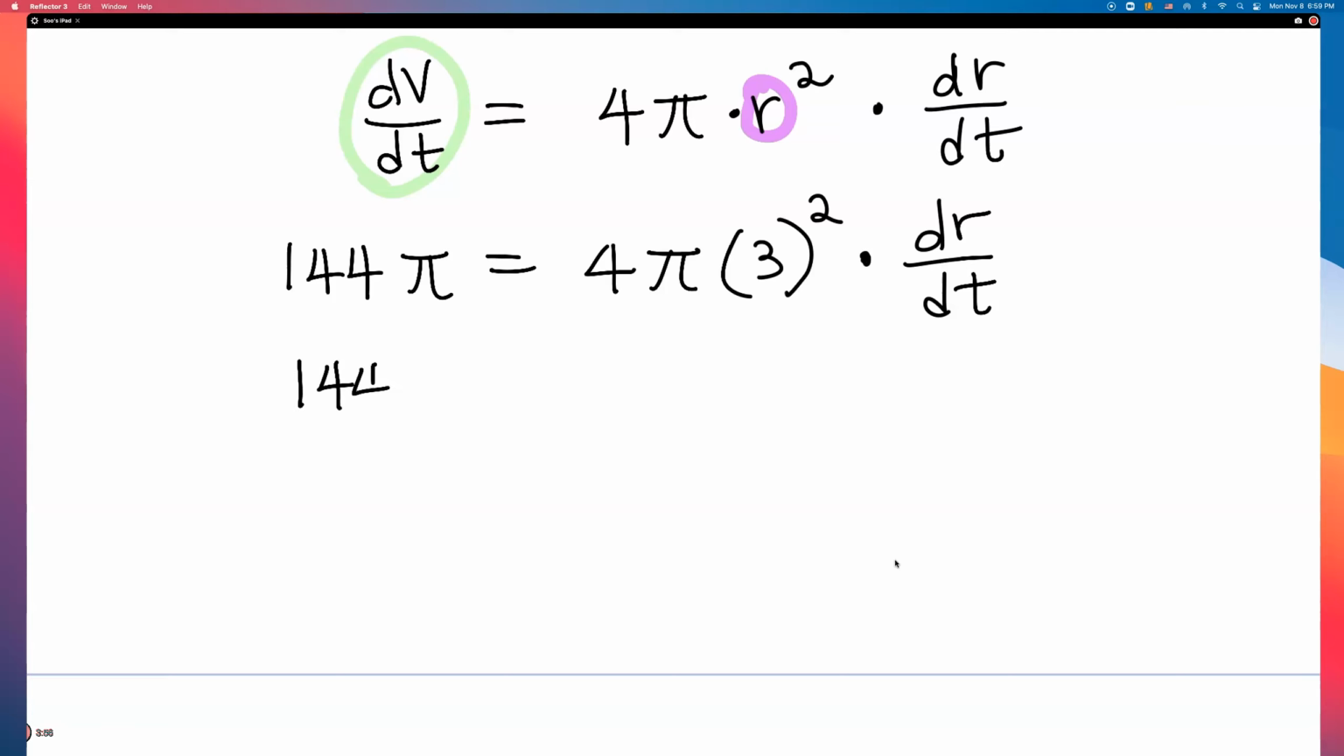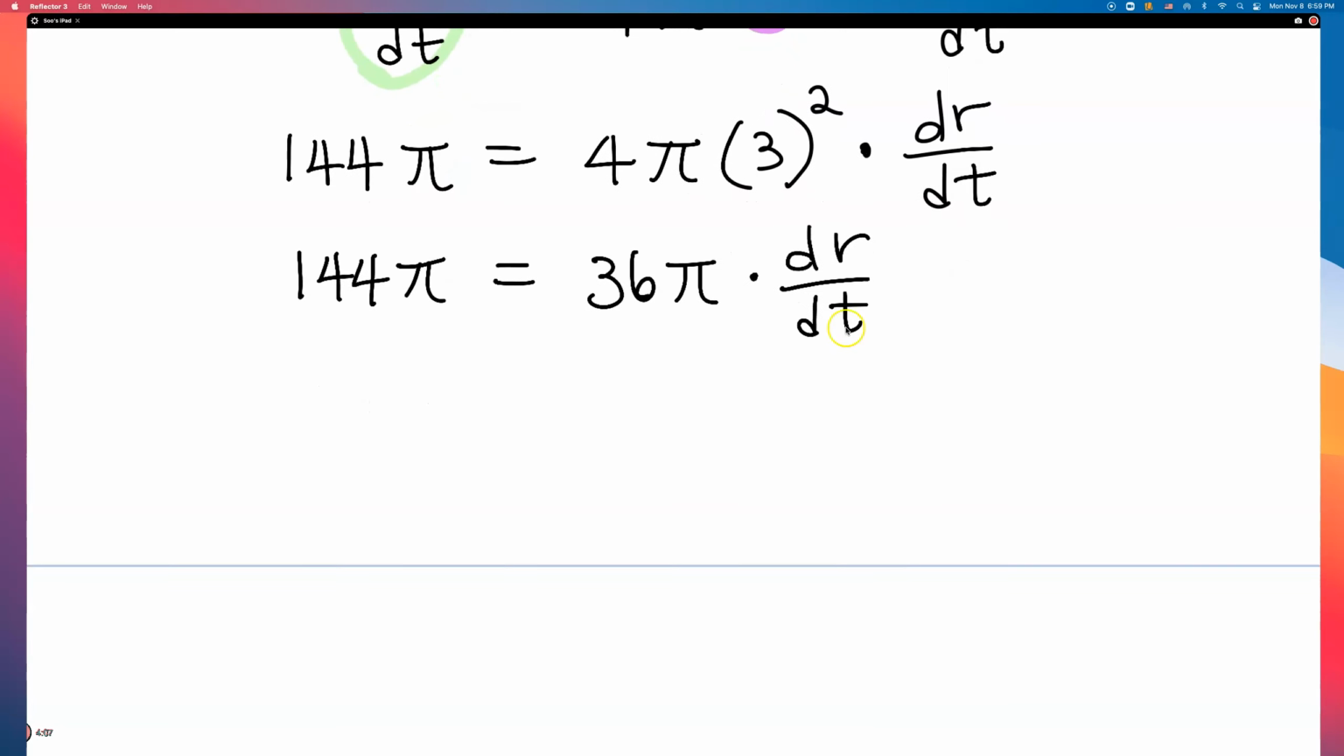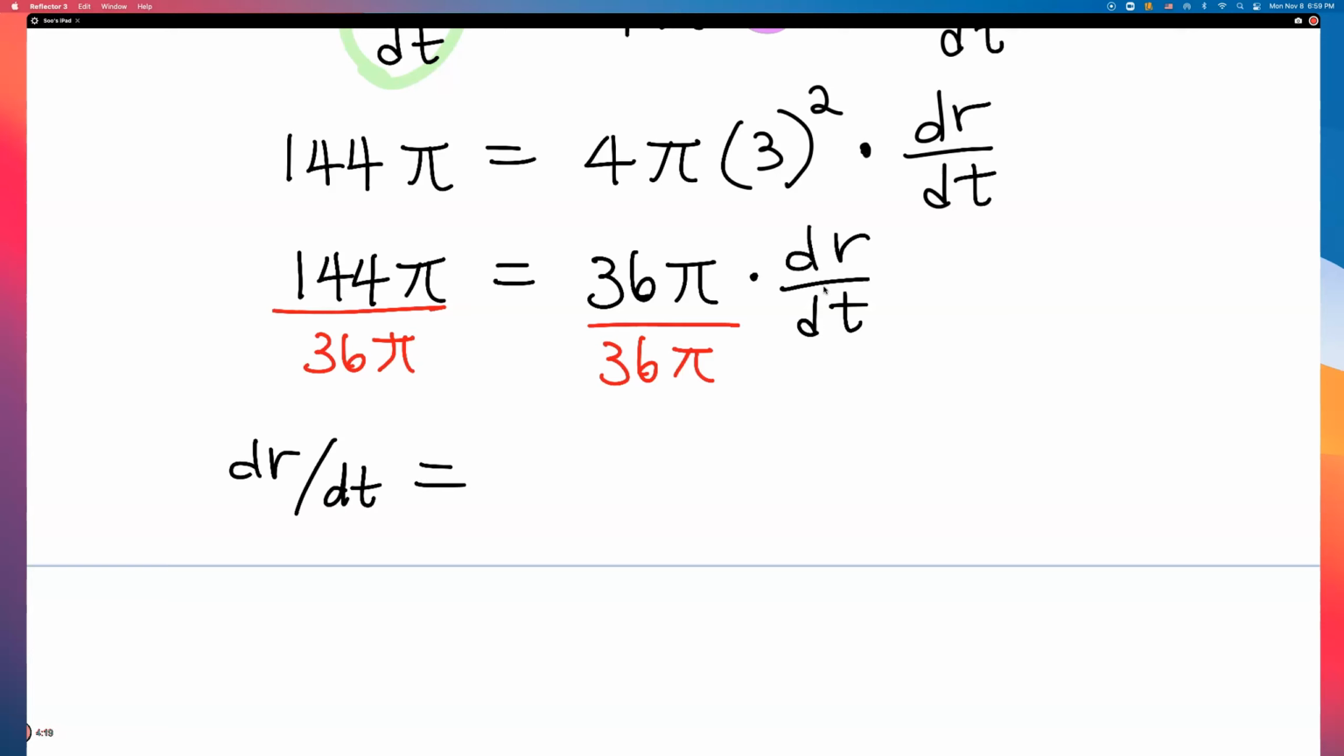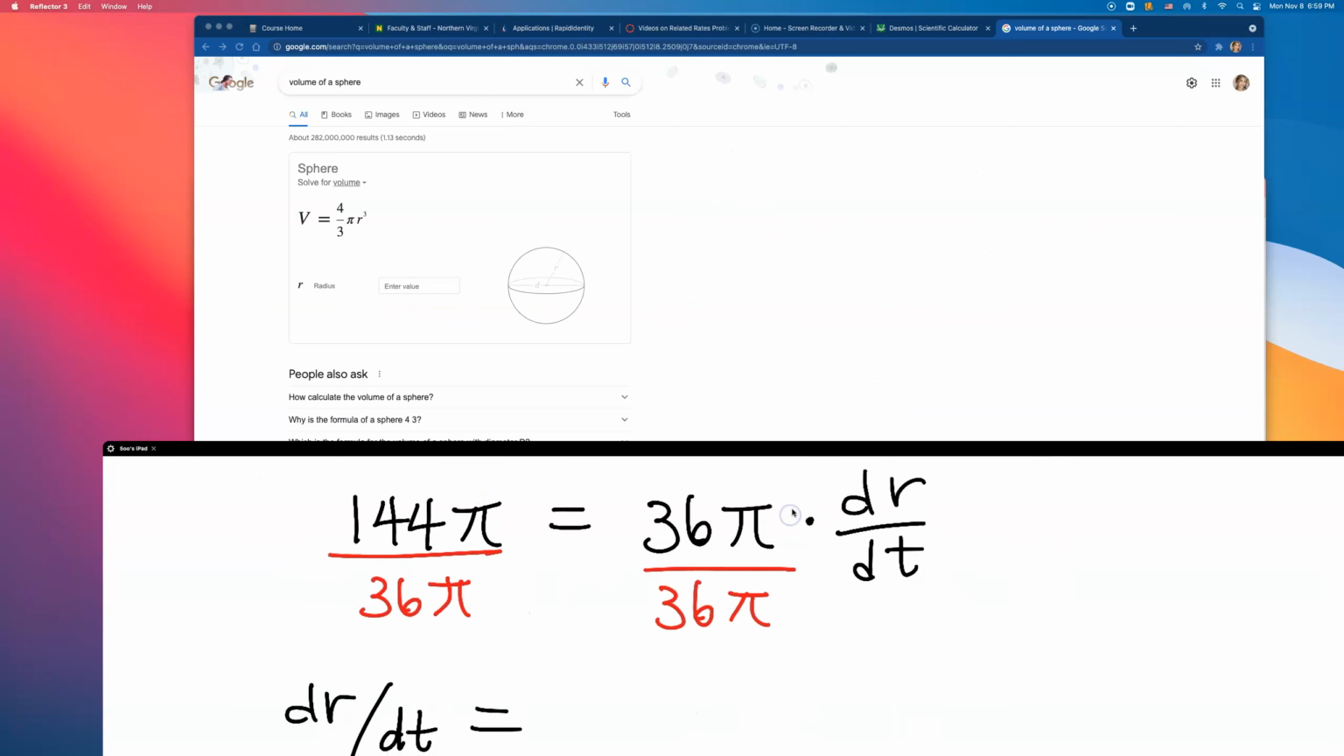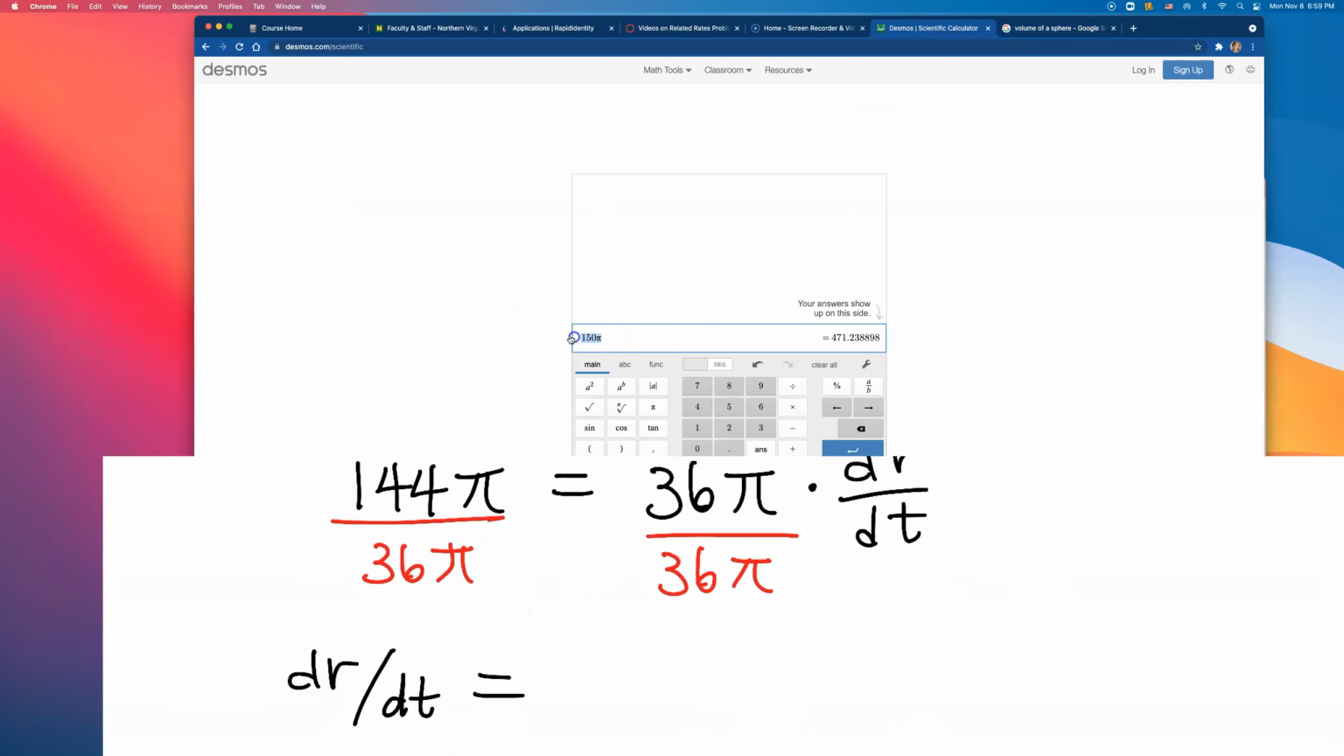The left-hand side is 144 pi. The right side will become 36 pi, and that's getting multiplied by dr/dt. If I want dr/dt by itself, I will divide both sides by 36 pi. So dr/dt must be equal to 144 divided by 36, because the pi's cancel out, and the answer is simply 4.